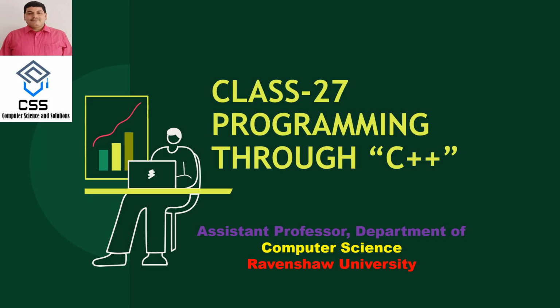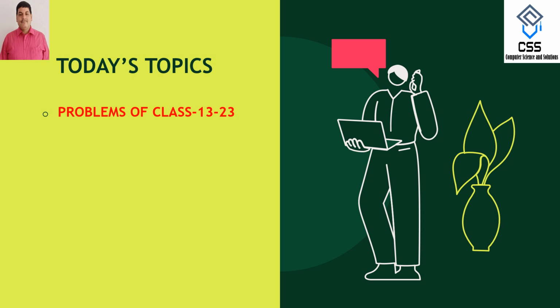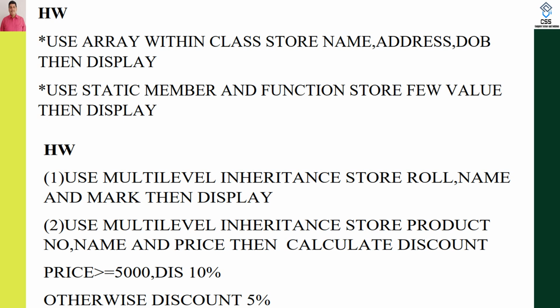Today's class we are going to discuss some of the questions we have given in class number 13 and class number 23. Four problems are there. In class number 13, there are the questions: using arrays to store name, address, date of birth, then display, and use static member and function to store a few values and then display.